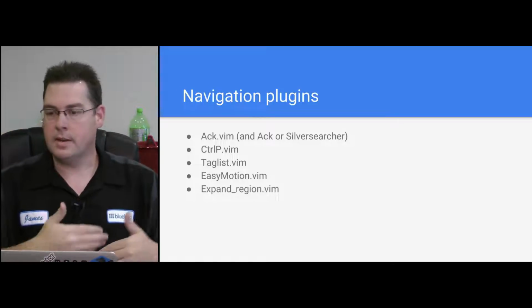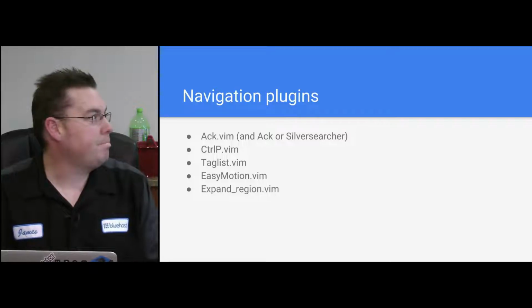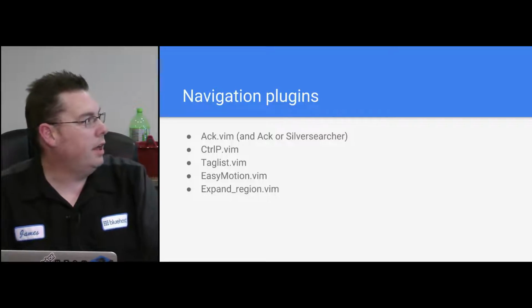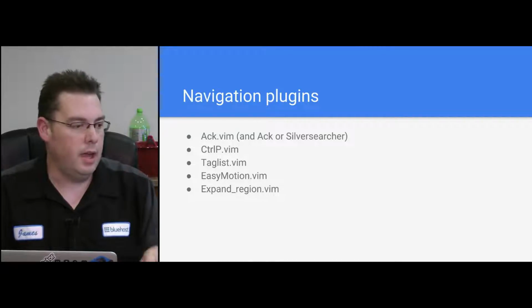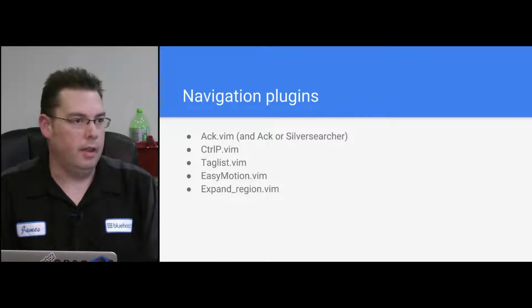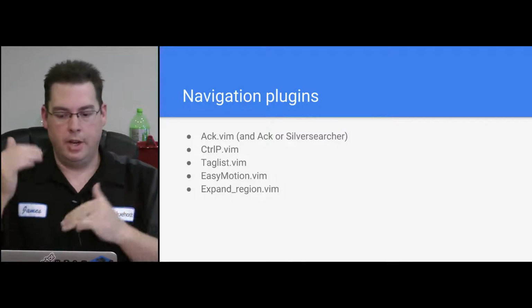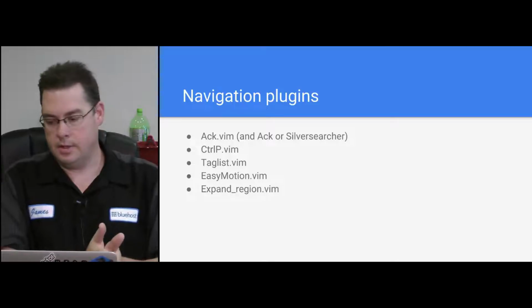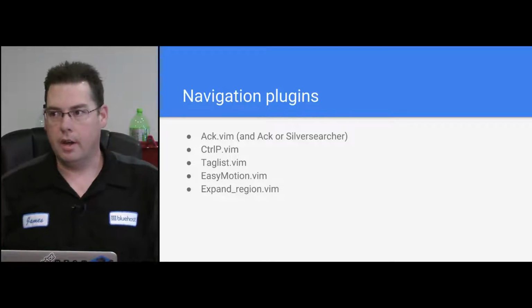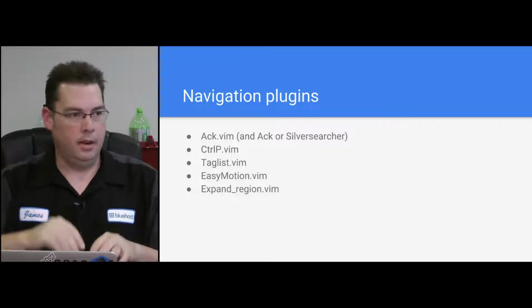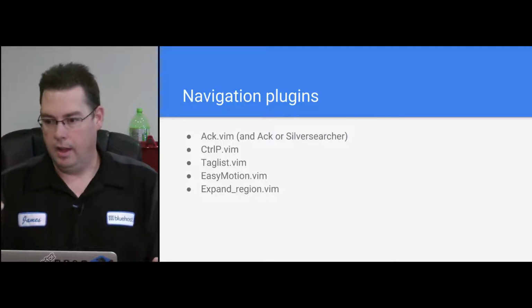ACK does the same thing, except for now you get the power of ACK. Control P is a file system kind of fuzzy searcher. So you hit Control P and you just start typing, and it will start matching from where you're located in the file system and away from root. So up your hierarchy.